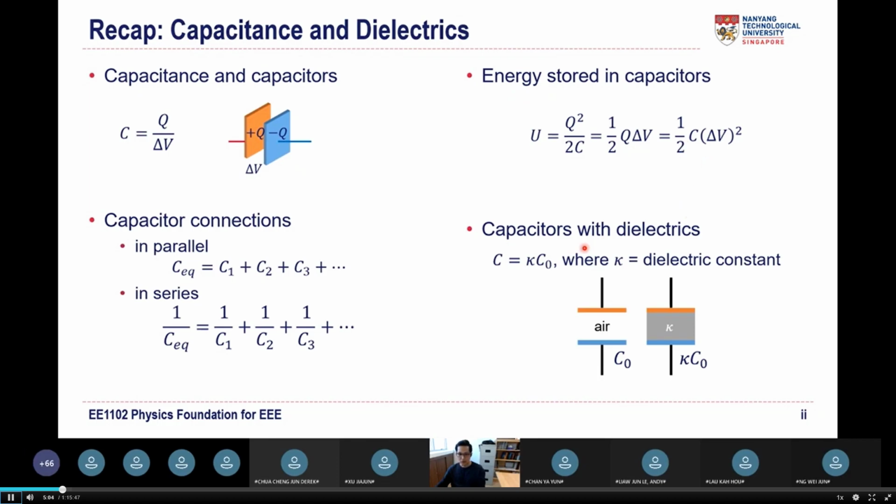If you insert some dielectric medium of dielectric constant kappa, then you can increase the capacitance by the factor kappa. Sometimes there are special dielectric materials that have very high kappa, like 5,000. That means for the same geometry, you just insert that dielectric medium, and you can increase the capacitance by 5,000 times. So those are the two topics that we have done 2 weeks ago.